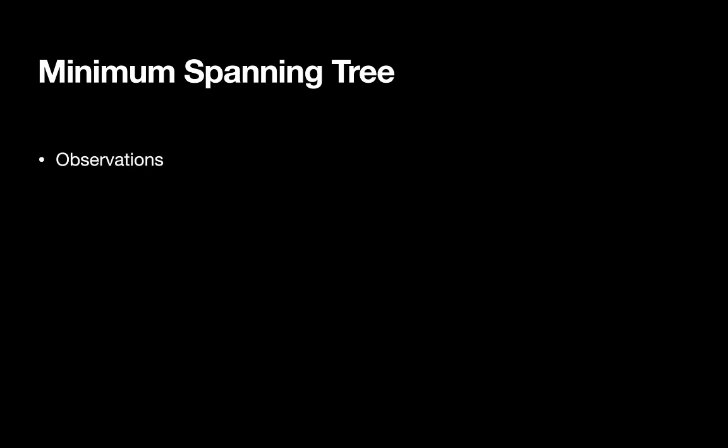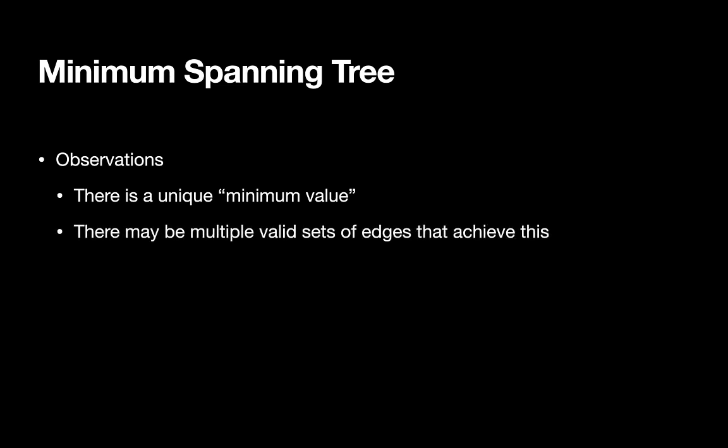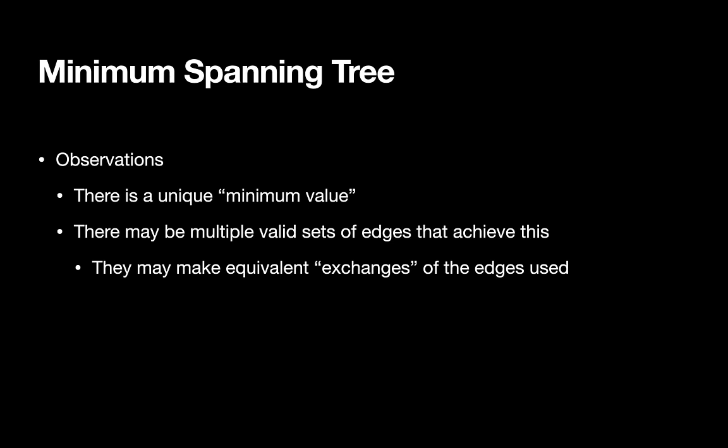So overall observations: there is some unique minimum value. There may be multiple valid sets of edges that achieve that, so the set T that we've been talking about isn't necessarily unique. There could be several things that achieve the same minimum value. We can make equivalent exchanges of the edges used to transform from one of these valid solutions to another. Another subtle thing is there won't be any cycles. A cycle would imply going back to some place that's already connected in the graph, and the edge weight that would be added on would increase our cost unnecessarily.